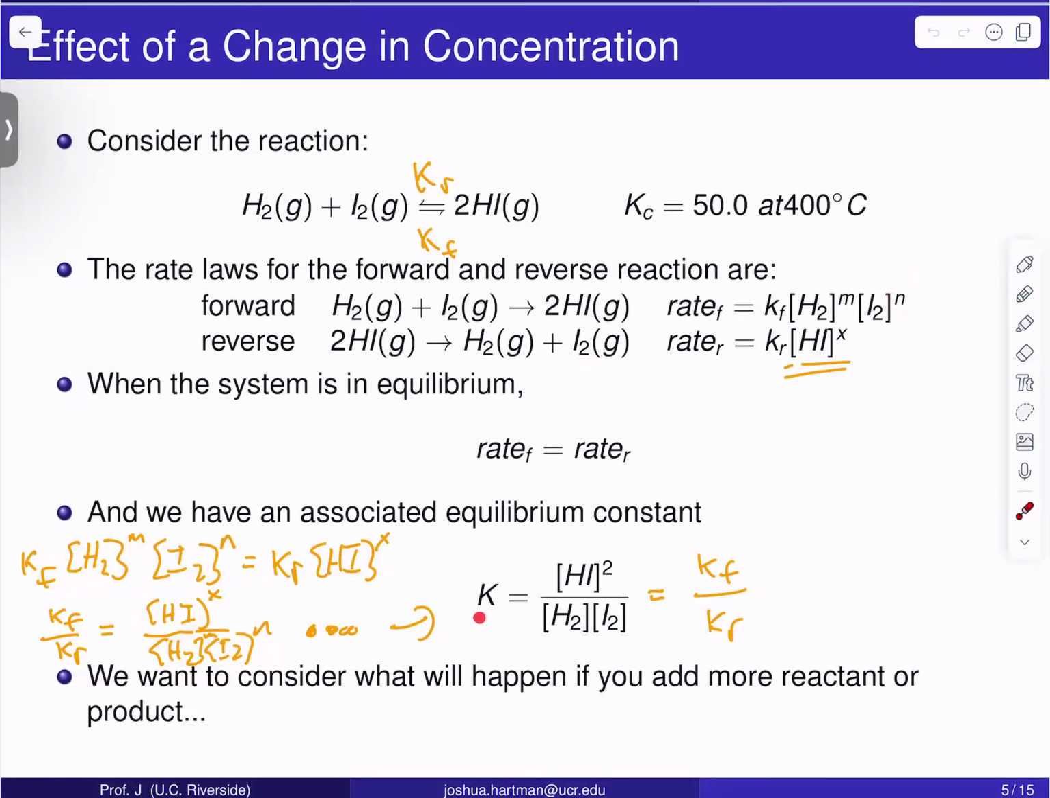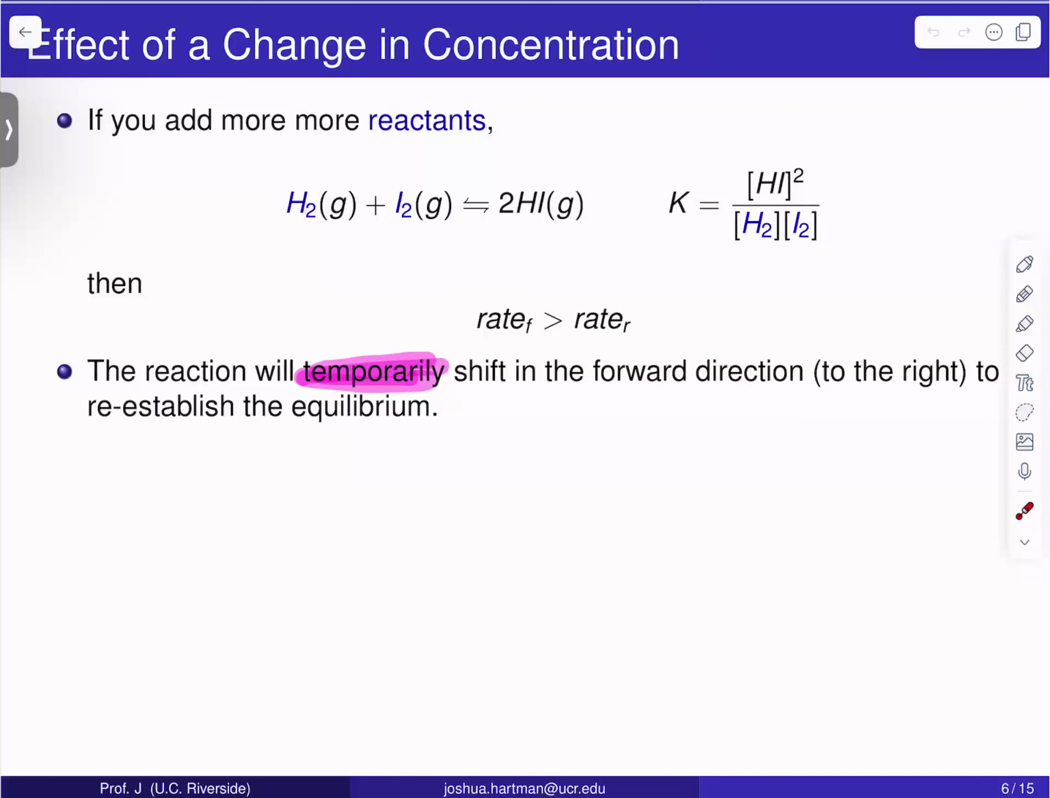And so when we view the equilibrium constant as this ratio of products and concentrations, or forward and reverse rate constants, we want to look at this expression and consider what will happen if you add more reactant or product. Well, if you add more reactants, and we'll highlight the reactants in blue here, you are changing this situation so that we would now end up with some Q, where Q is, of course, the same form as the equilibrium constant, products over reactants and those concentrations. Now that denominator is going to be larger, which means the rate of the forward reaction is going to be greater than the rate of the reverse. So we will temporarily shift in the forward direction. In other words, we will move to the right to reestablish that equilibrium.